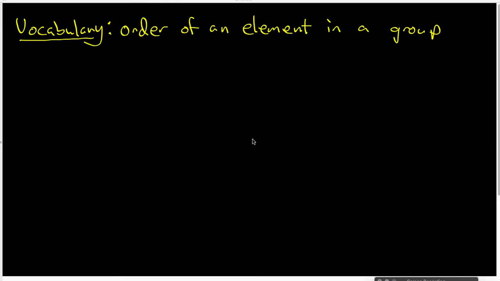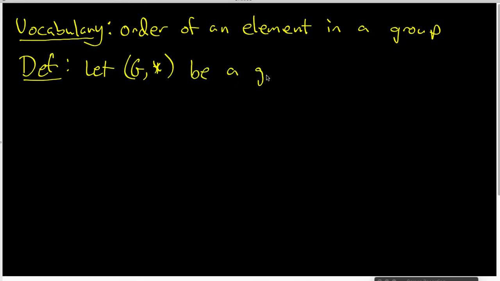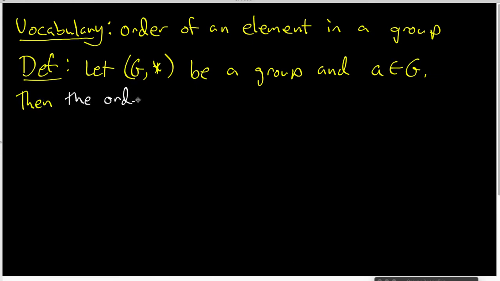In this video, I want to define what we mean by the order of an element in a group. To get started, our basic definition is going to be the following. Let's let G under star be a group. And as always, a is some element of G. Then we're going to define the order of a inside group G to be the following.